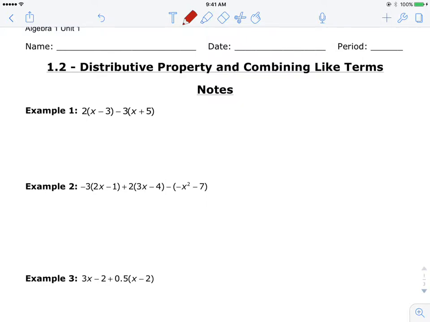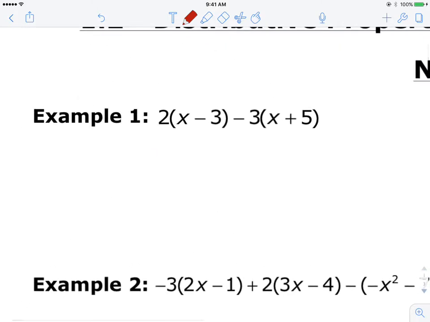All right, today's lesson is on the distributive property and combining like terms. So we're going to start here with example number 1. In this example, we've got this group right here. Everything in this group is getting multiplied by this 2 in the front. So we're going to say 2 times x, we know that is 2x. We're going to say 2 times negative 3 is going to be negative 6.